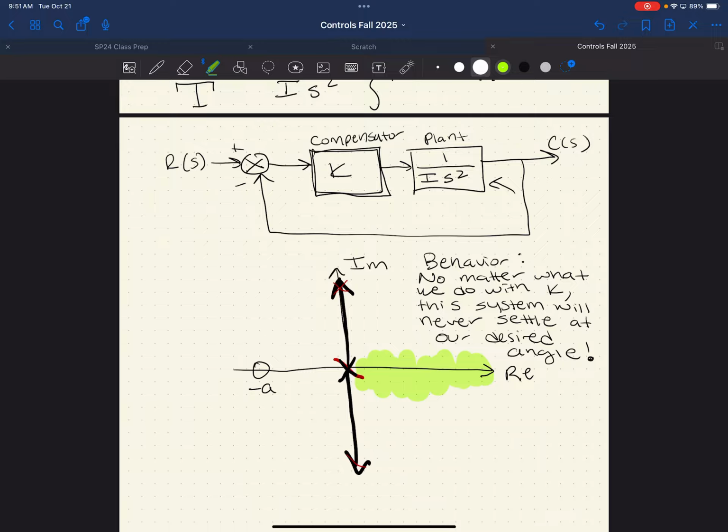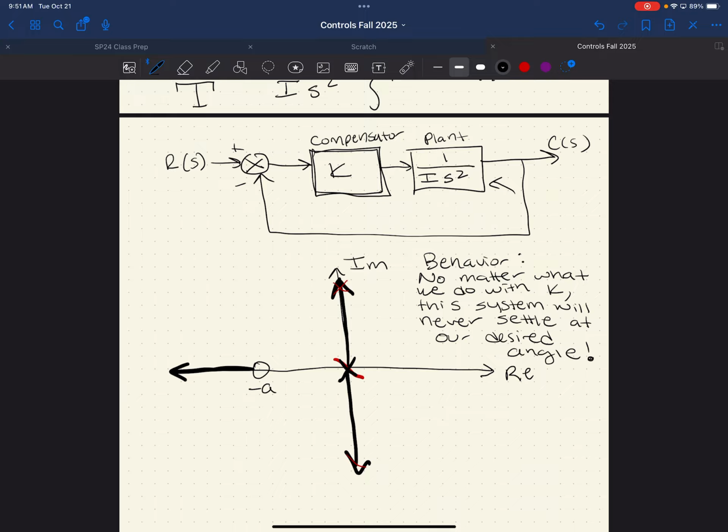I need to be to the left of at least one pole or zero before I start adding real branches. Do I add a branch here? 2 poles right on top of each other. No. Am I to the left of an odd number of poles? No. Okay, what about here? I'm now to the left of 3 poles or zeros: 2 poles at 0, 1 zero at minus A. So yes, I do now have a real branch going this way.